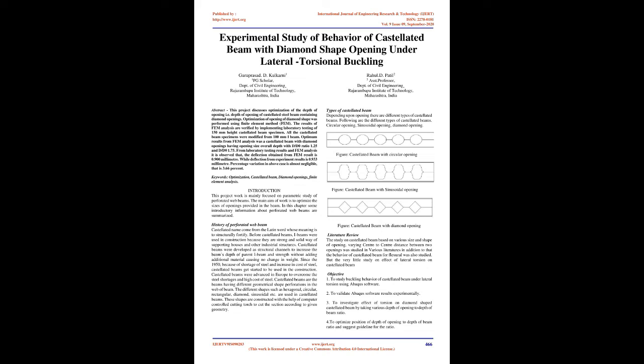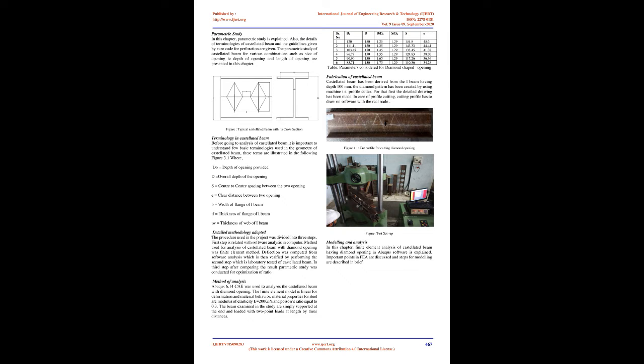History of perforated web beam. Castellated name comes from the Latin word whose meaning is to structurally fortify. Before castellated beams, I-beams were used in construction because they are a strong and solid way of supporting houses and other industrial structures. Castellated beams were developed as structural channels to increase the beam's depth of parent I-beam and strength without adding additional material, causing no change in weight. Since the 1950s, because of shortage of steel and increase in cost of steel, castellated beams started to be used in construction. Castellated beams were advanced in Europe to overcome the steel shortages and high cost of steel.